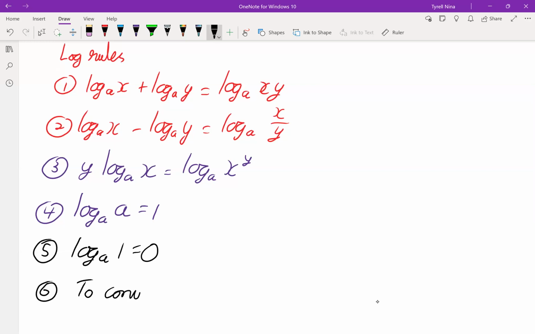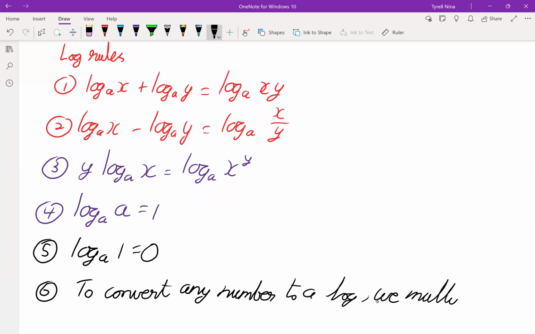6. To convert any number to a log, we multiply by log a of a. So for example, 2 is the same as 2 log 5 of 5.